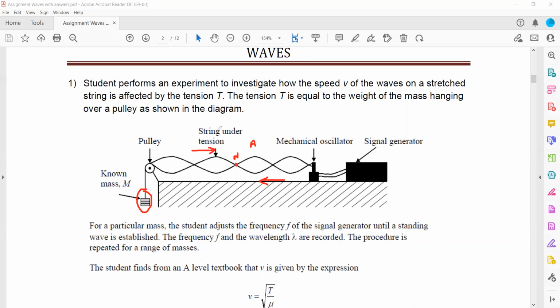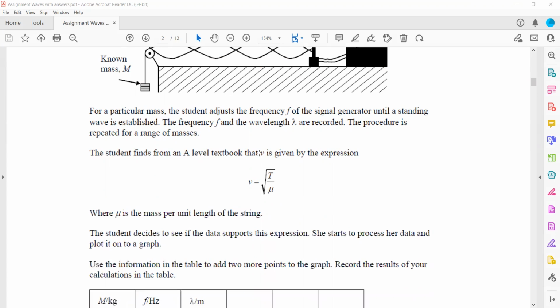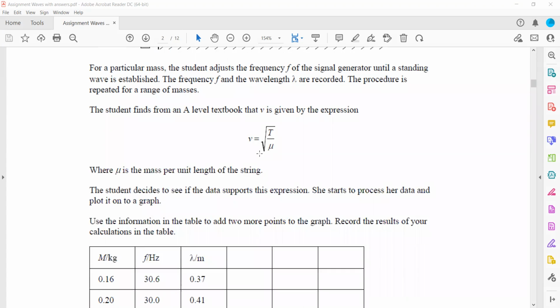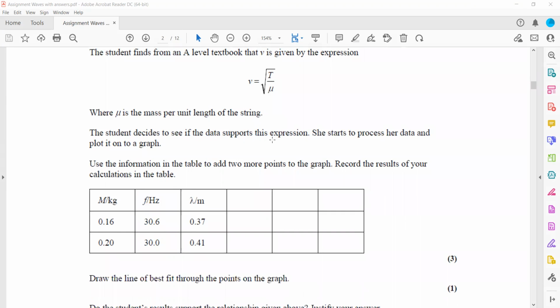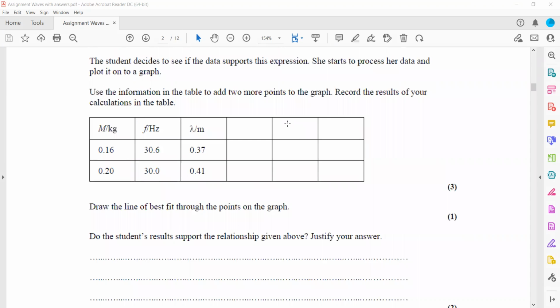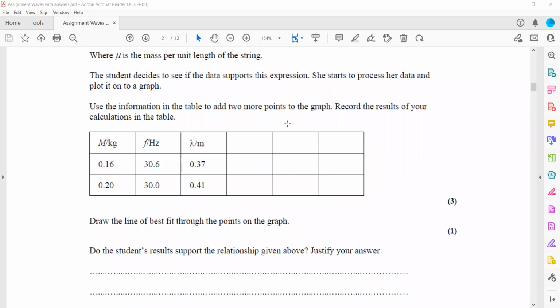For a particular mass, a student adjusted the frequency of a signal generator until a standing wave is established. The student finds from an A-level textbook that v is equal to the square root of T divided by mu, where mu is the mass per unit length and T is the tension. The student decided to see if the data supports the expression. She started to process her data and plot it on a graph.